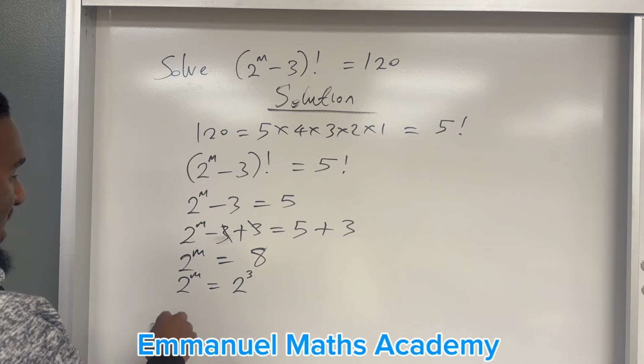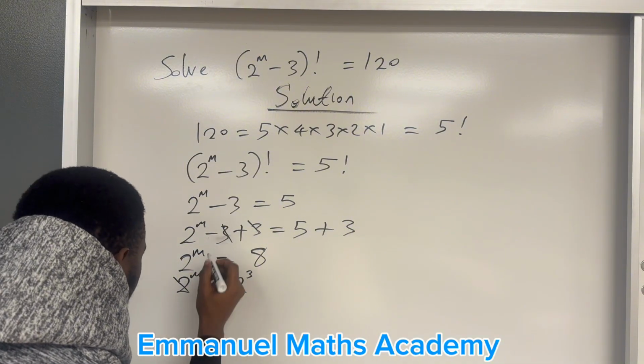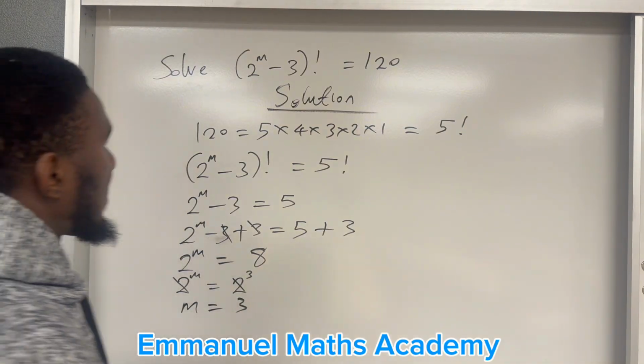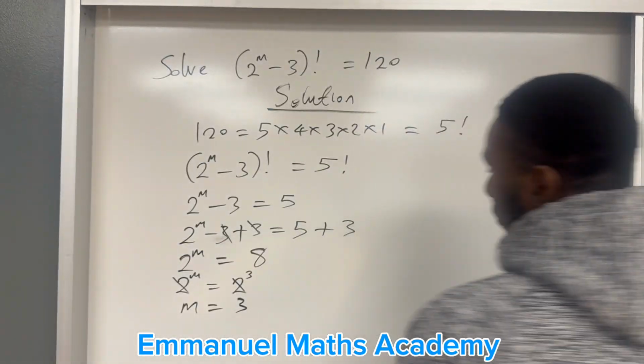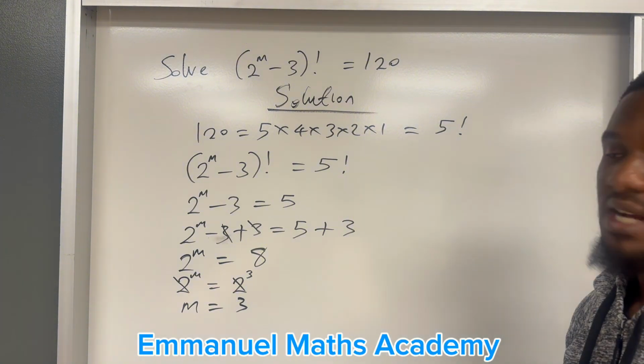Since you have 2 here and you have 2 here, 2 will cancel out. Then you equate the power. If you equate the power, you have what? m equal to 3. So the value of m in this equation is equal to 3. As simple as that.